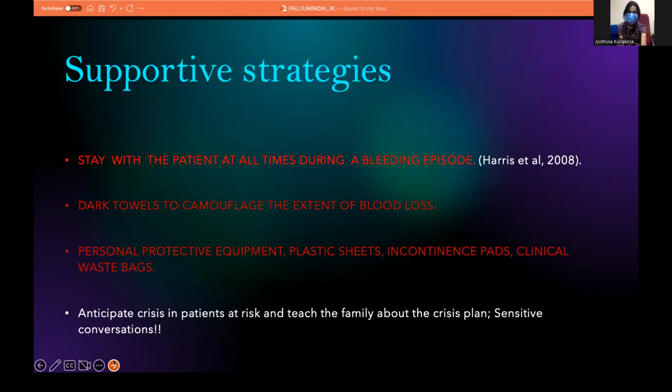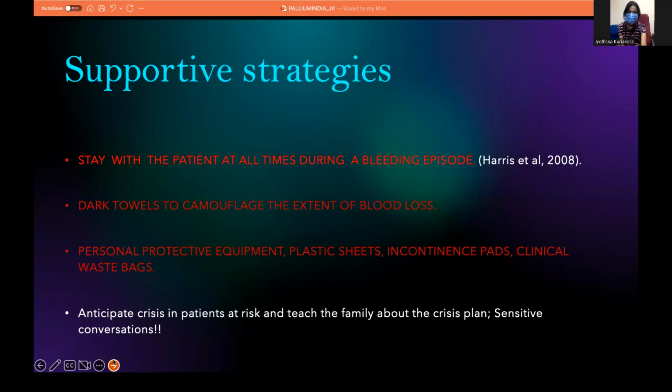So supportive strategies which are mentioned include, as a physician, the primary point that you have to stay with the patient during an episode of massive hemorrhage, because it's a very distressing condition and if you are going away to take the medicines or get the equipment, that can aggravate the distress of the patient. So the most important point is stay with the patient at all times. Then, as we all know, we can use dark towels and dark colored bed sheets to camouflage the extent of blood loss so that the patient's distress does not get aggravated on seeing it. Again, use personal protective equipment, plastic sheets, absorbent pads, and clinical waste bags. All these are additive.